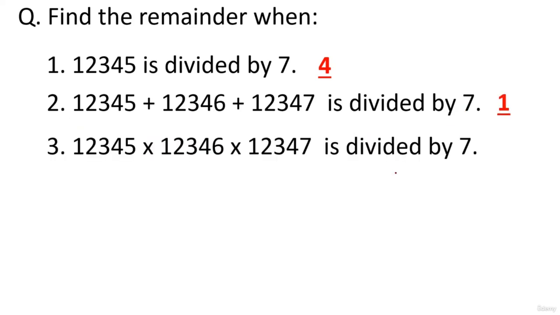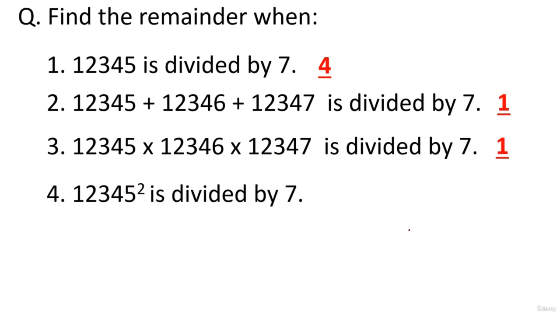Next, 12345 into 12346 into 12347. Find the remainder when divided by 7. Now in the previous case I added the remainders, 4 plus 5 plus 6. Here we will multiply, 4 into 5 into 6. If you observe carefully, 4 into 5 into 6 is 120. 120 divided by 7: 17 times 7 is 119, so the remainder will be 1.